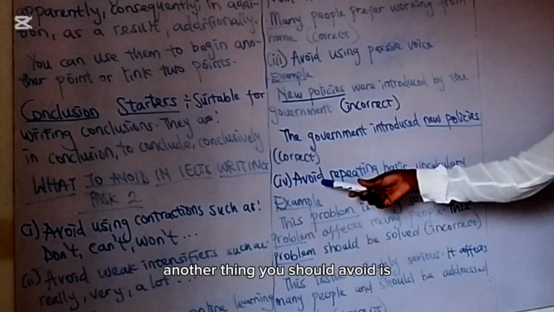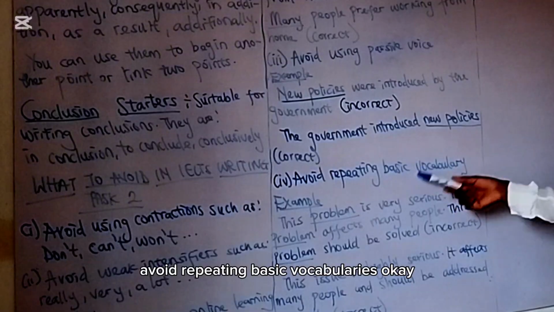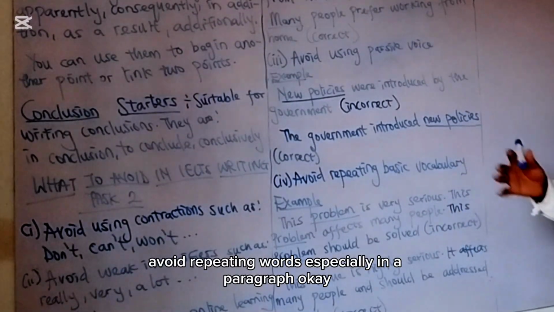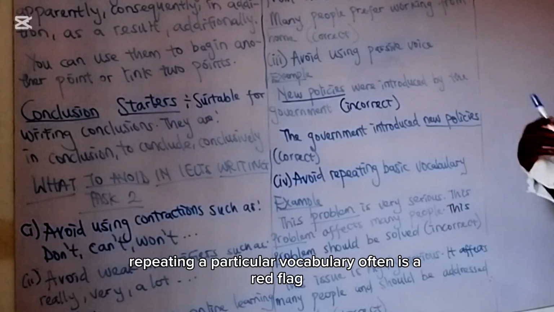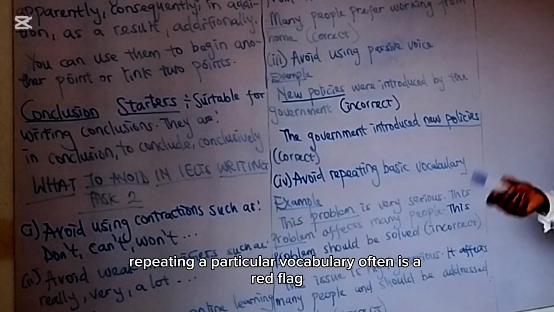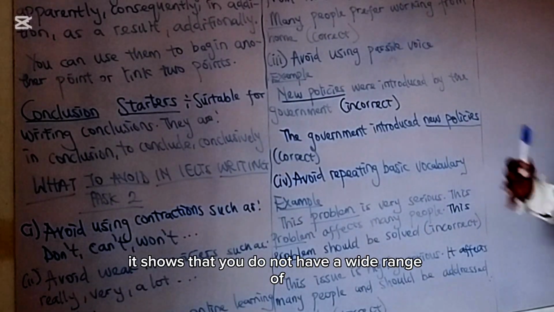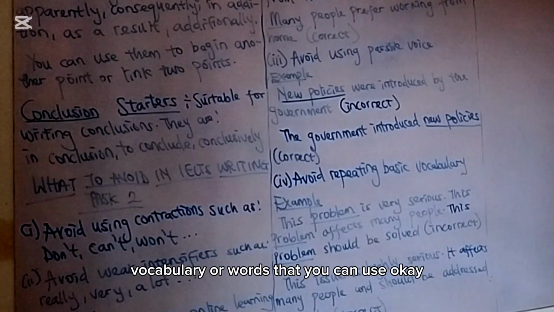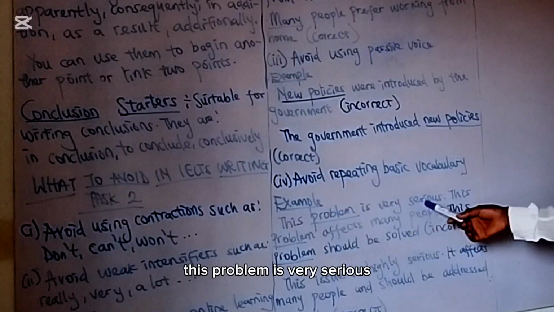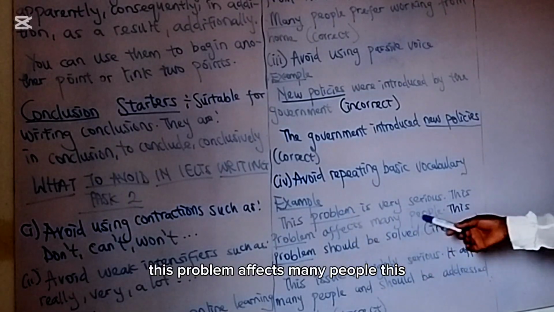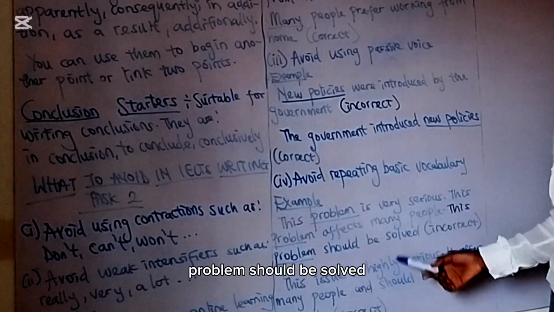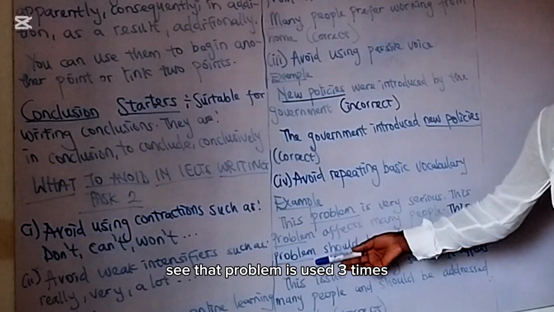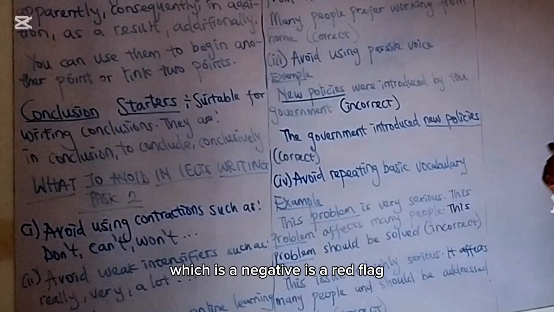Then another thing you should avoid is repeating basic vocabulary. Avoid repeating words, especially in a paragraph. Repeating a particular vocabulary often is a red flag. It shows that you do not have a wide range of vocabulary or words that you can use. For instance, we have: this problem is very serious. This problem affects many people. This problem should be solved. You can see that in just one paragraph, the word problem is used 3 times, which is a red flag.